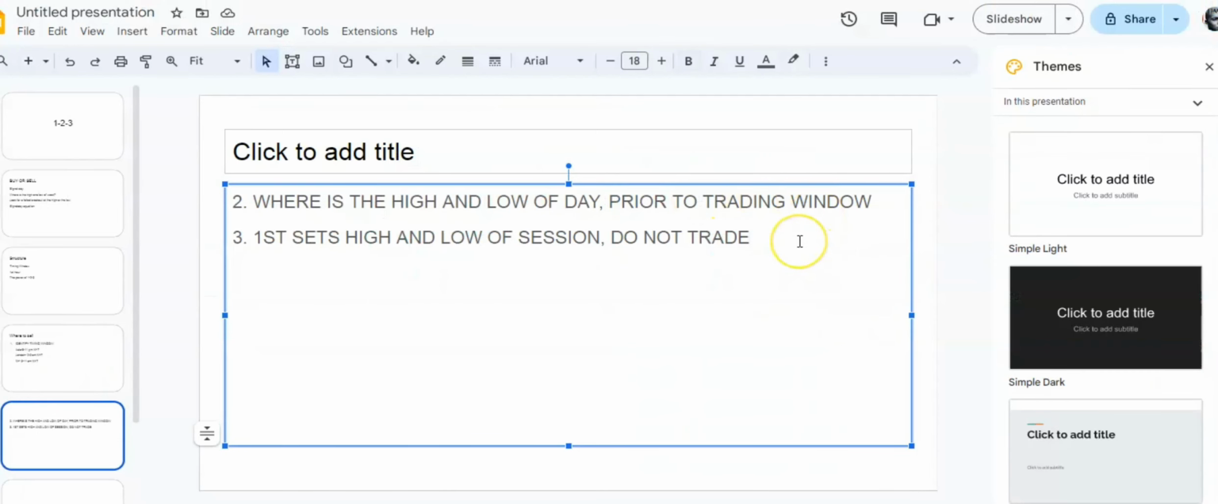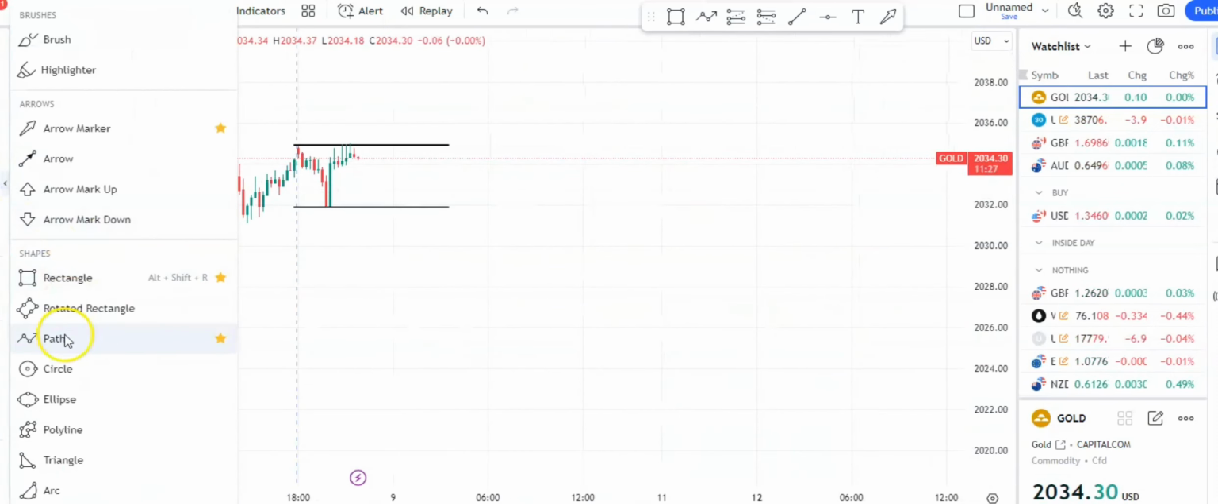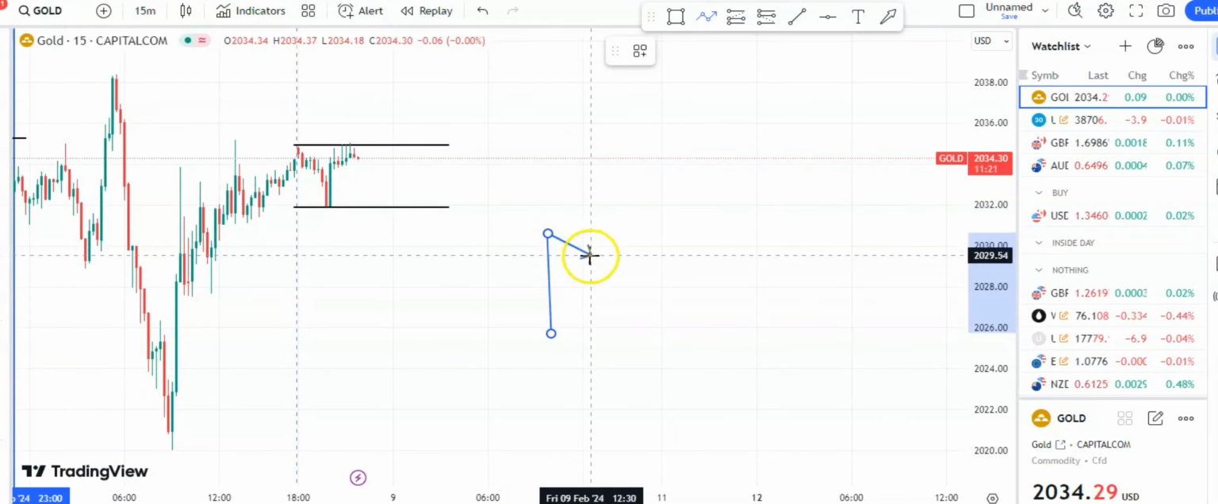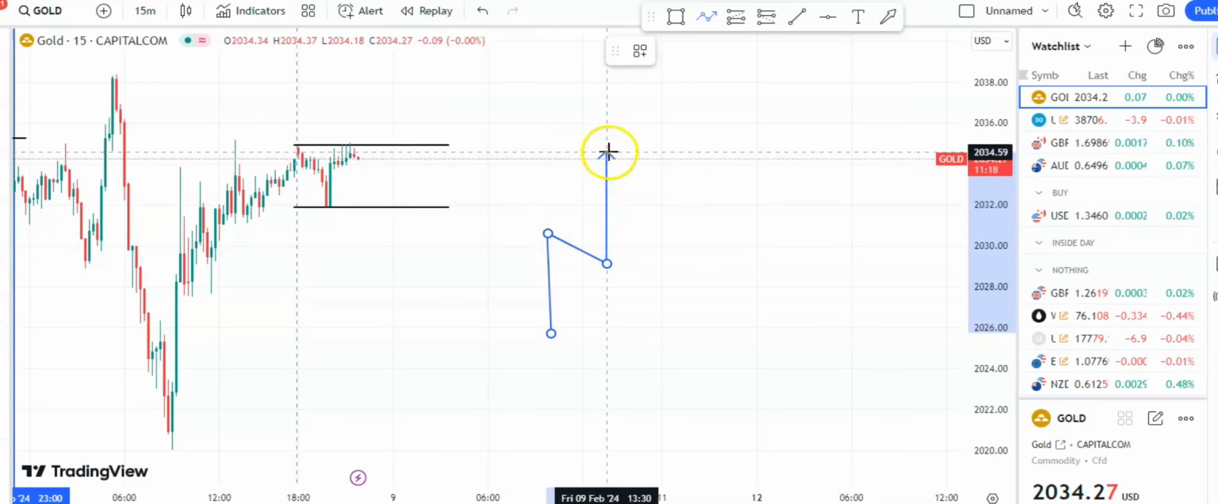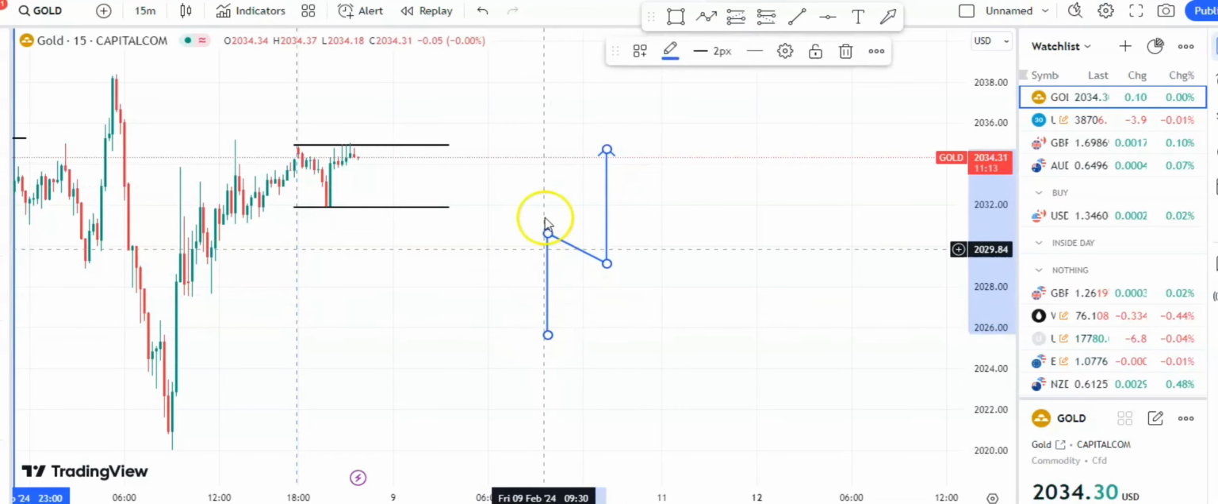The next step, number 4, is when we look for the 1, 2, 3. Now, what exactly is this 1, 2, 3? The 1, 2, 3 looks like this. We are looking for 1 push up, 1 push down, 1 push up. And the first push, number 1, has its own characteristics.